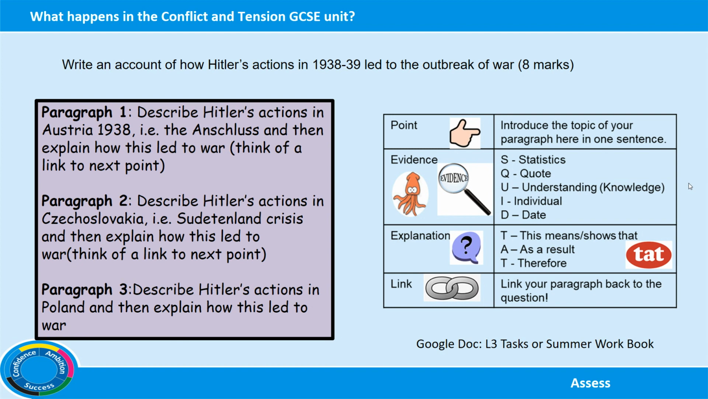So, for example, you could decide that paragraph 1, you are going to start with Hitler's actions in Austria in 1938, so the Anschluss, and then explain how that led to war. You can then move on and do paragraph 2 on Hitler's actions in Czechoslovakia in the Sudetenland crisis. And then paragraph 3 could be Hitler's actions in Poland and explain how that eventually led to World War II. Use those 5 events on the detailed timeline. You've got 3 columns. The third column in particular will be really useful for this question.